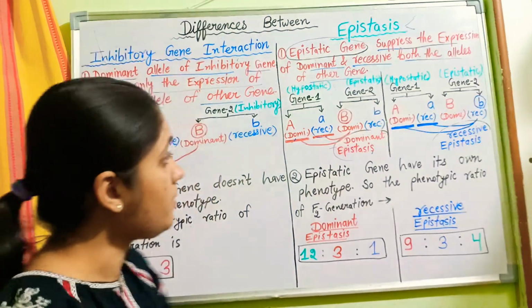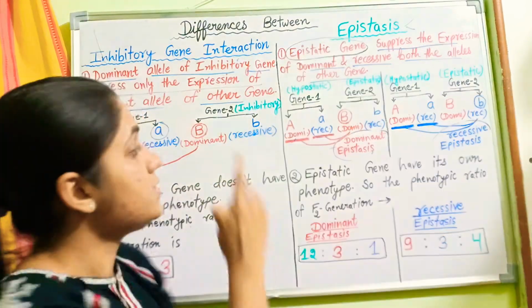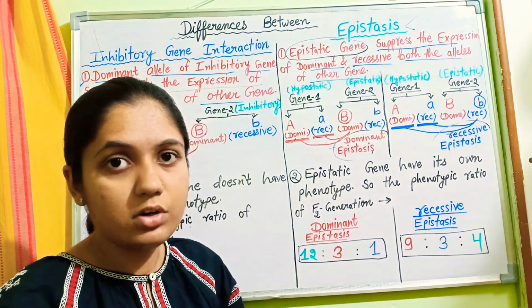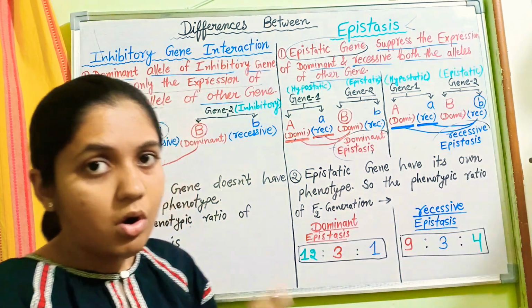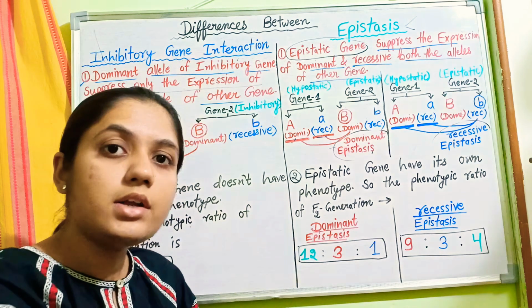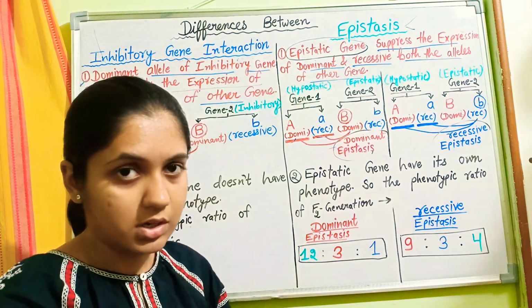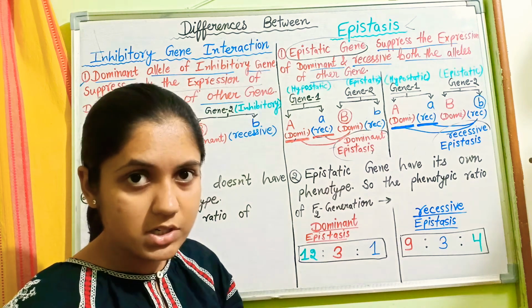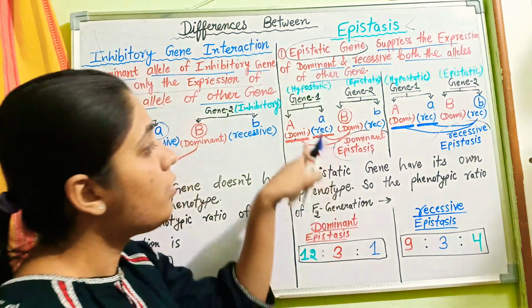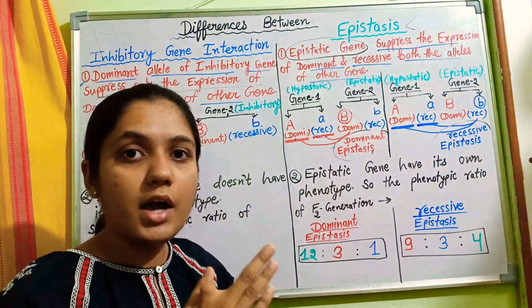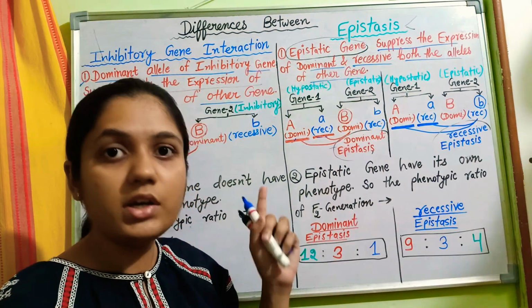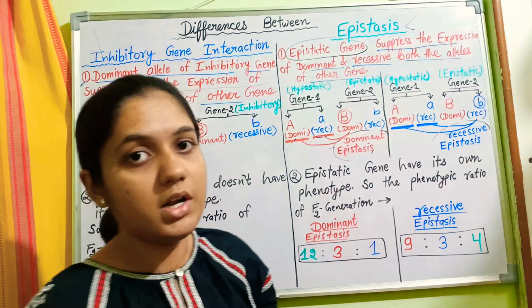That is, in this inhibitory gene interaction, the inhibitory gene does the work of suppression only on the dominant allele of the other gene. But here the epistatic gene does the work of suppression on both the alleles, either the dominant or the recessive, of the other gene. Okay, this is the main difference.